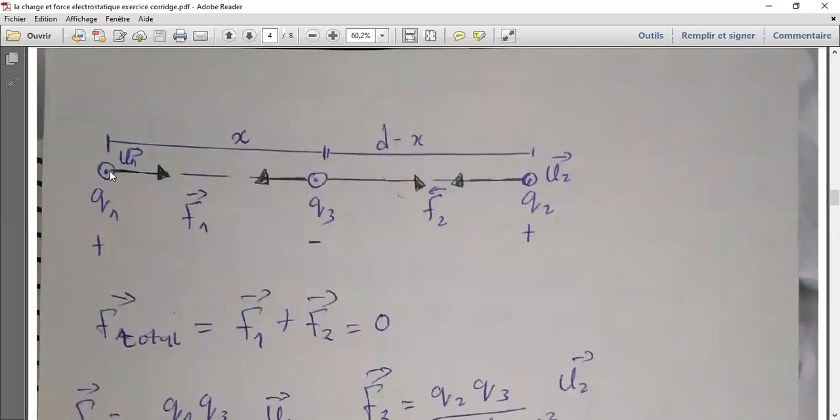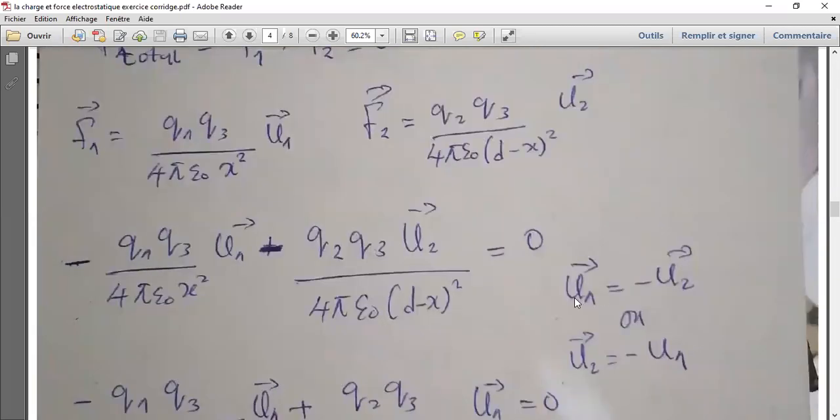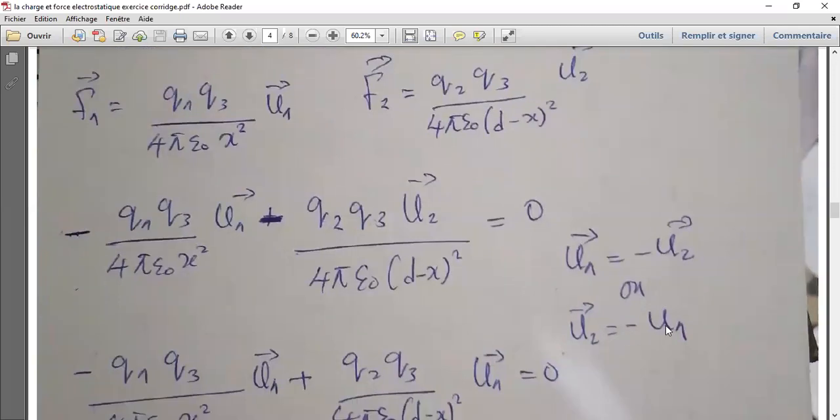If you see your Q1 here, the direction of U1 is from the left towards the right, and the direction of U2 is from the right towards the left. So they are acting in opposite directions. To simplify, I can say U1 is equal to negative U2, or U2 is equal to negative U1.